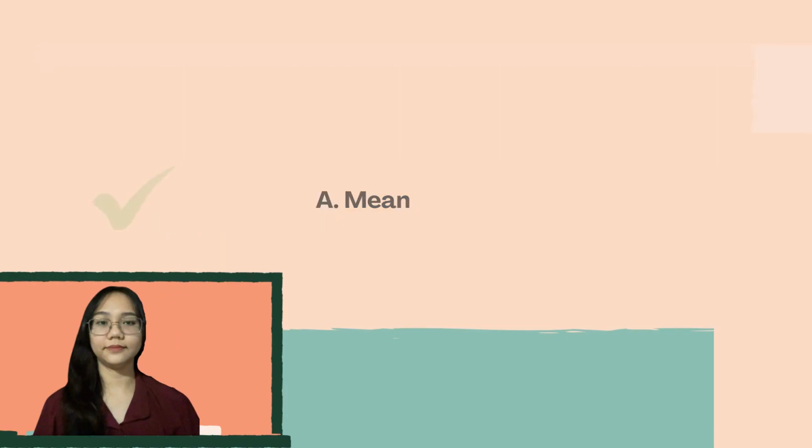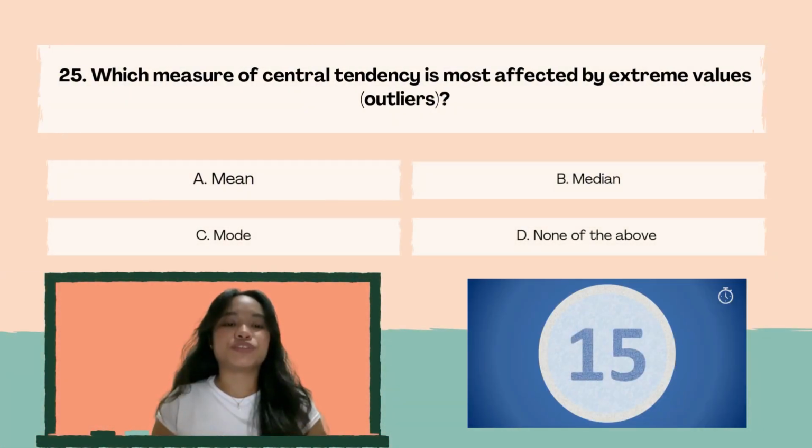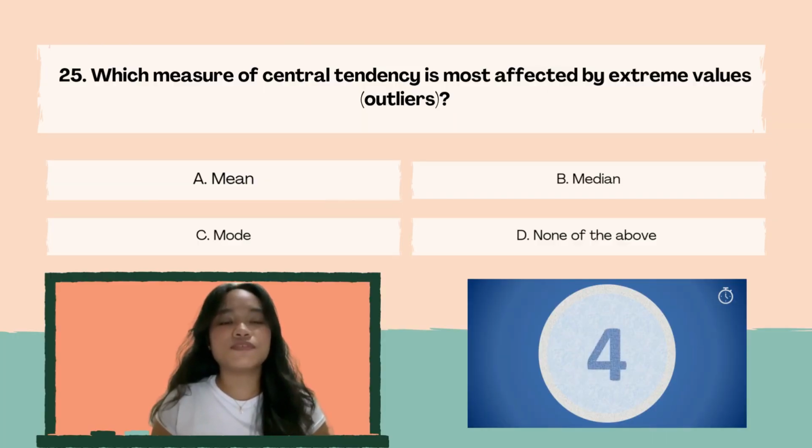For the 25th question, which measure of central tendency is most affected by extreme values or outliers? A. Mean, B. Median, C. Mode, and D. None of the above. You have 15 seconds to answer.